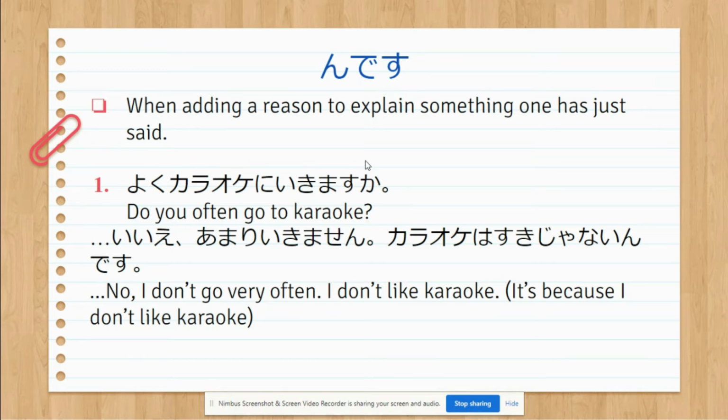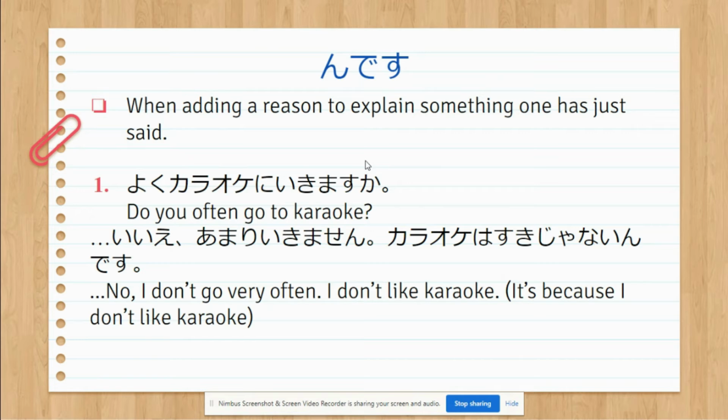So you're just adding a reason or an explanation to something that I have already said. I already said no, I don't go very often. Iie, amari ikimasen. So you don't end iie amari ikimasen with en desu. You don't say iie amari ikanai desu. You don't say it like that. You say iie amari ikimasen. And then you go ahead and give a reason. Karaoke wa suki janai desu. Or in Engo level, it means karaoke wa suki ja arimasen kara.